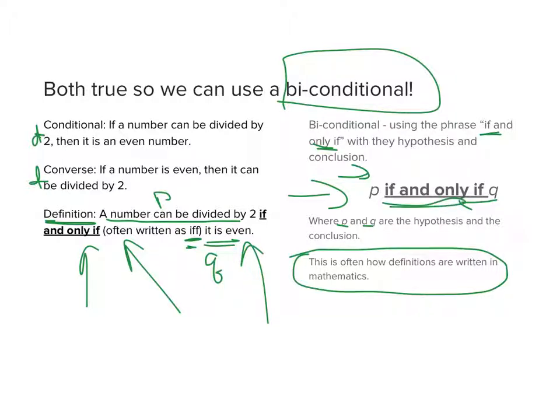Biconditional means if and only if. Definition means both statements are true. Both the converse and the conditional are true. Okay, so biconditionals are a little bit different than definitions. You use a biconditional to make a definition, but a biconditional doesn't necessarily have to be true both ways.